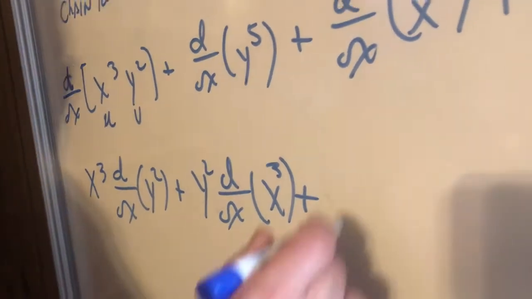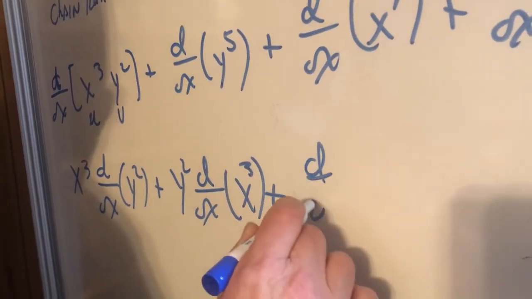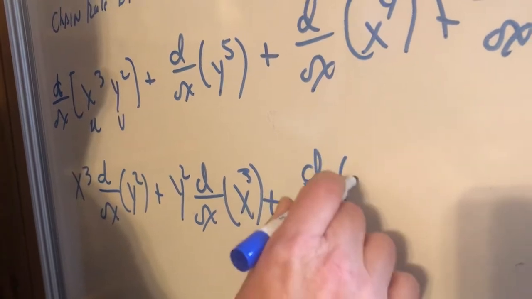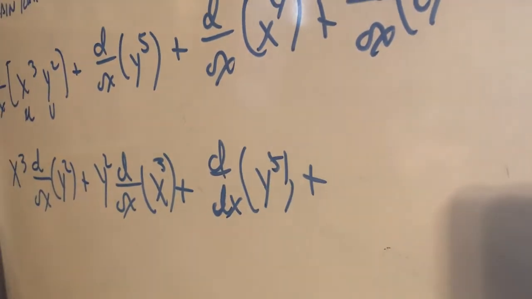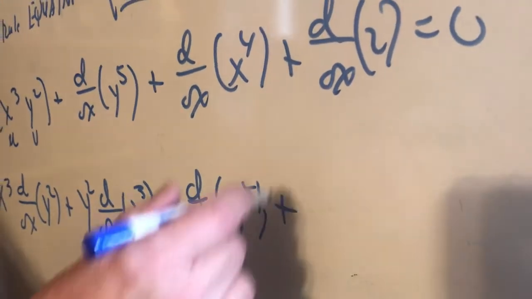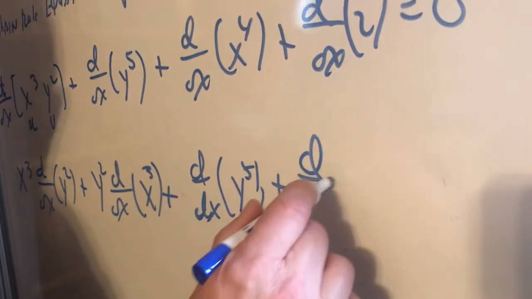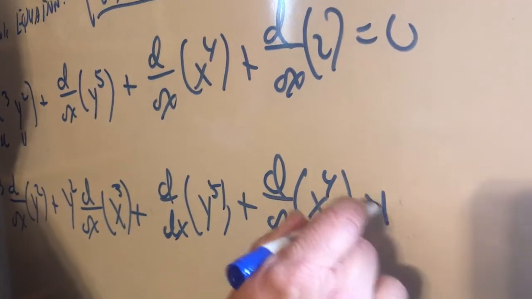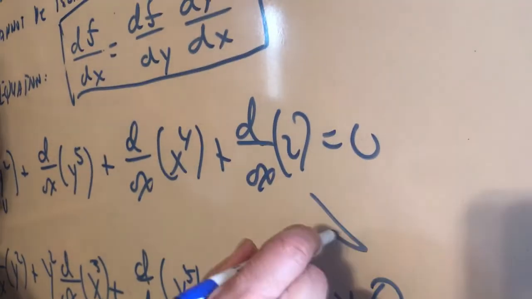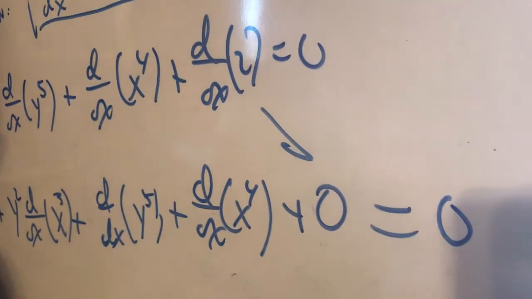This one is simply the same thing, d/dx of y⁵. This is d/dx of x⁴. I'm going to just write that as 0, as the derivative of a constant is 0, and the whole thing equals 0.